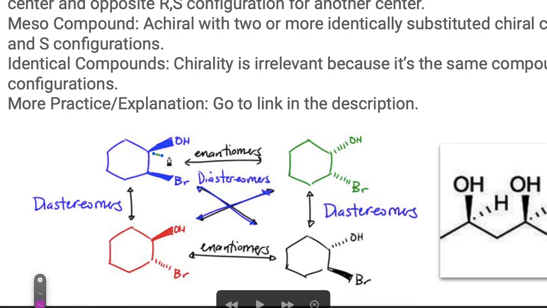I'm gonna draw a dashed line like that. That's not how you draw it, but this is how I'm gonna draw it right now. So, imagine that there is a hydrogen right here.